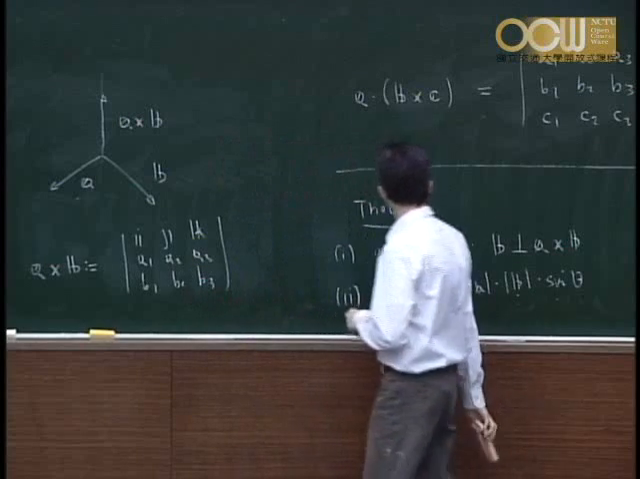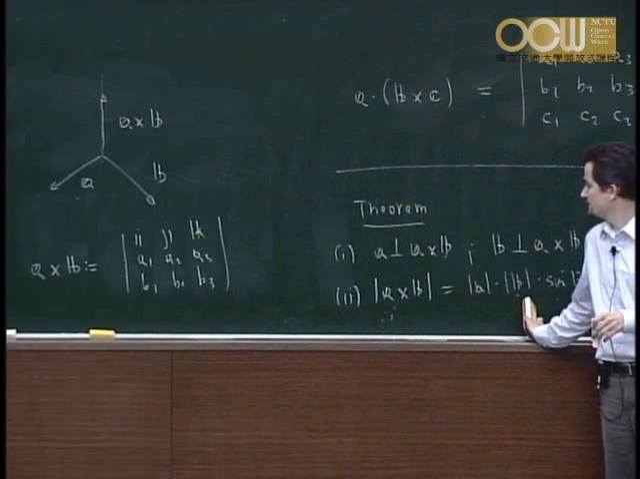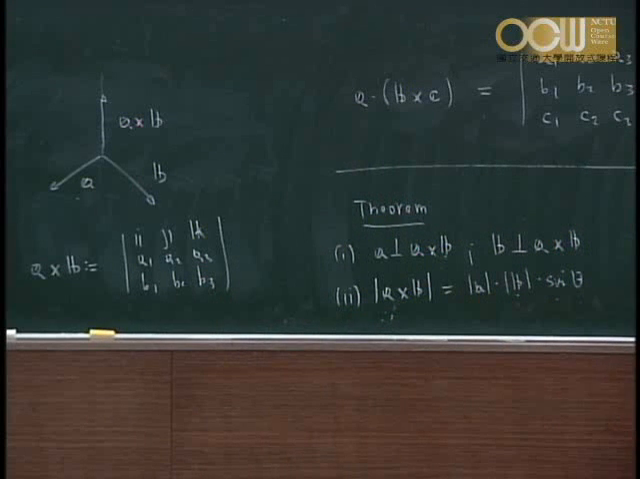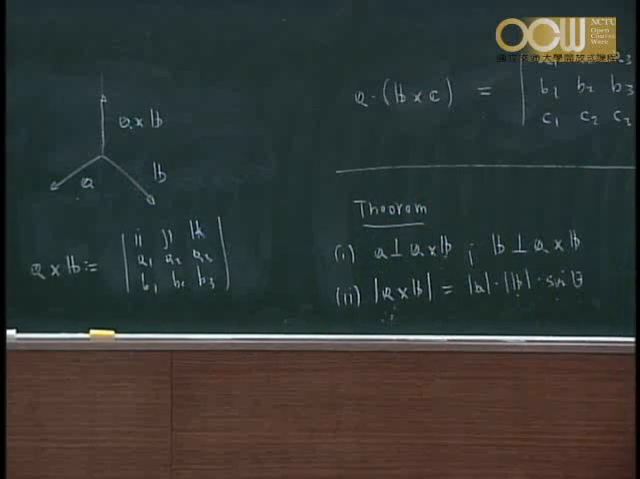So you see already that the vector product is a convenient tool to figure out whether two vectors are parallel or not. Namely, you compute the vector product. If it's equal to 0, then the two vectors are parallel. This is an if and only if result.